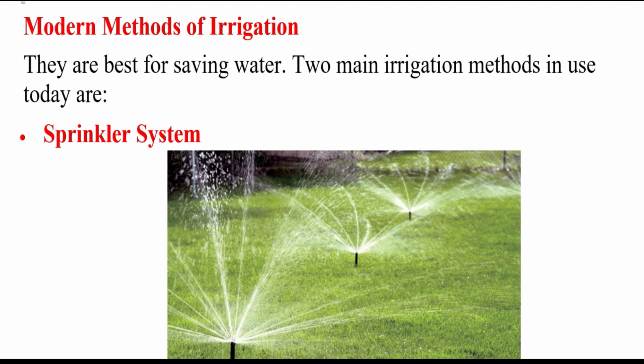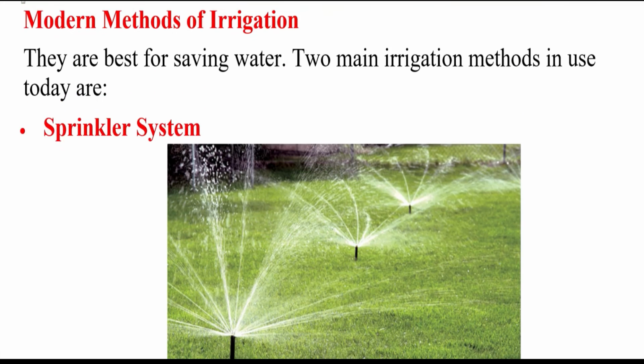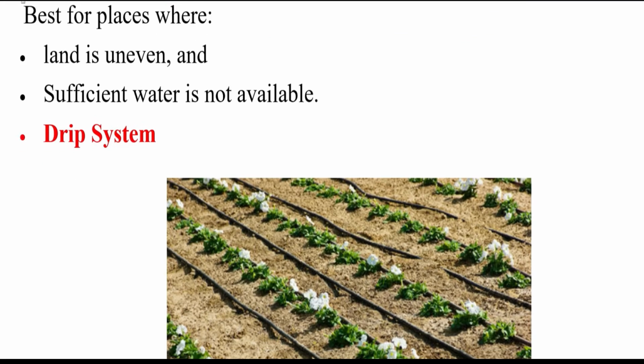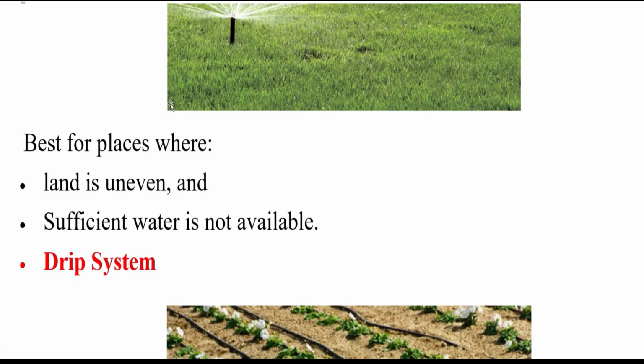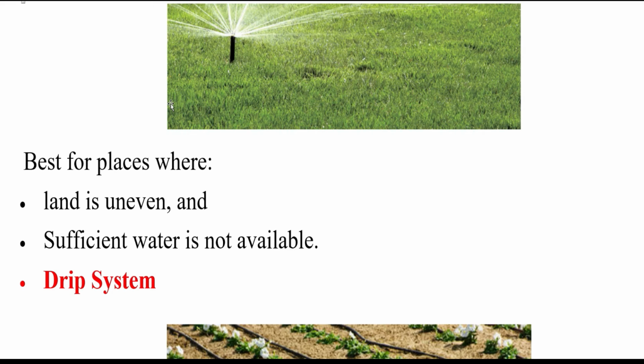Two main irrigation methods in use today are, first, the sprinkler system. This is the sprinkler system, and it is best for places where the land is uneven. If the land is uneven, like in hill stations where people cultivate crops, the sprinkler system is used. It is also used where sufficient water is not available.